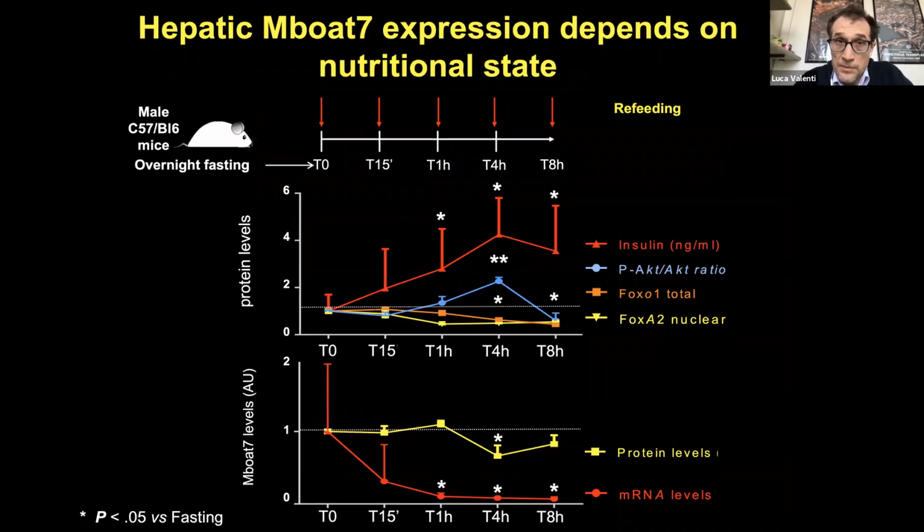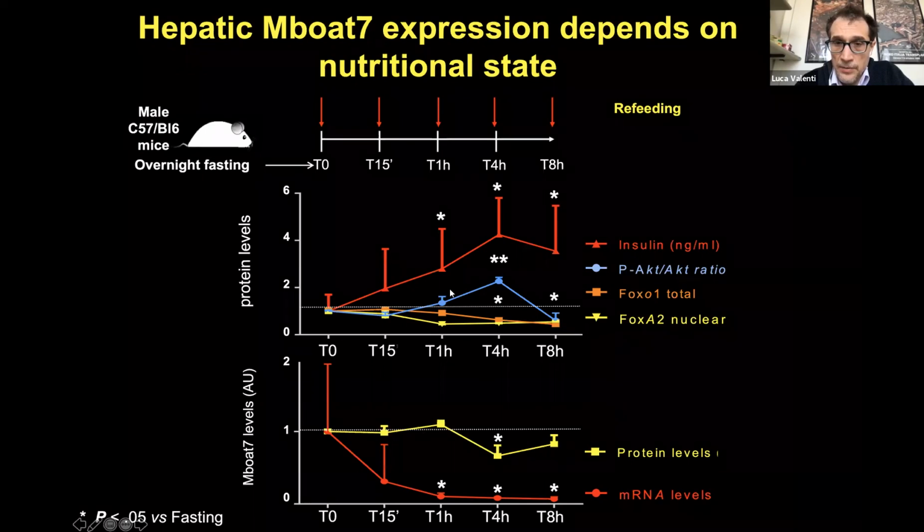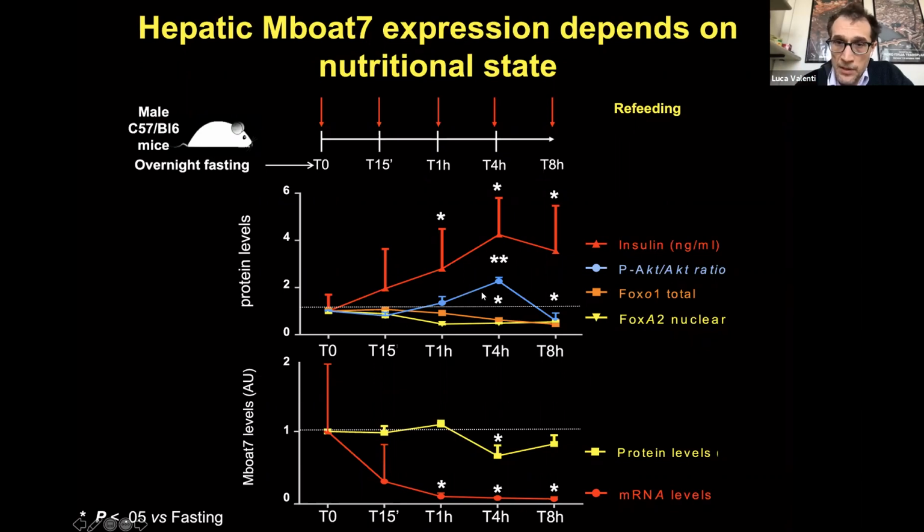So we first observed that Ambos7 is downregulated in response to refeeding following fasting. So it's regulated depending on the nutritional state in mice, in parallel to the increase in insulin levels following feeding, which is, of course, paralleled by an increase in activation of the insulin signaling pathway in the liver, with increased phospho-AKT to AKT ratio, phosphorylation of FOXO1, and their consequent nuclear exclusion and downregulation.